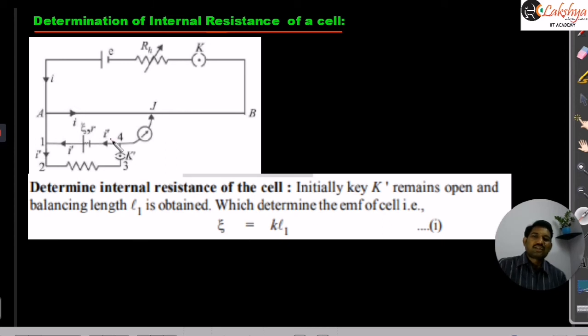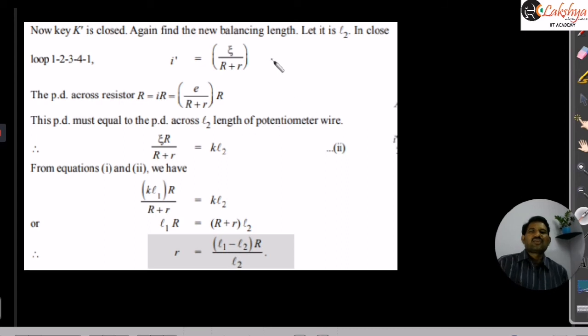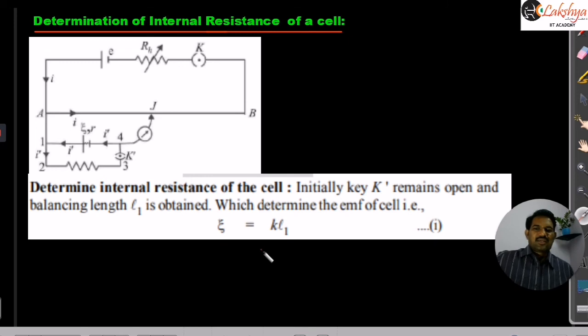Then we can write that the EMF of the cell must be equal to the potential difference across this, because no current is flowing through this cell. So I can write E is equal to K L1. And next we close this key, so that this resistance is also included in the circuit. Then the important thing you should observe here is that there is some current flowing in this loop, 1, 2, 3, 4.